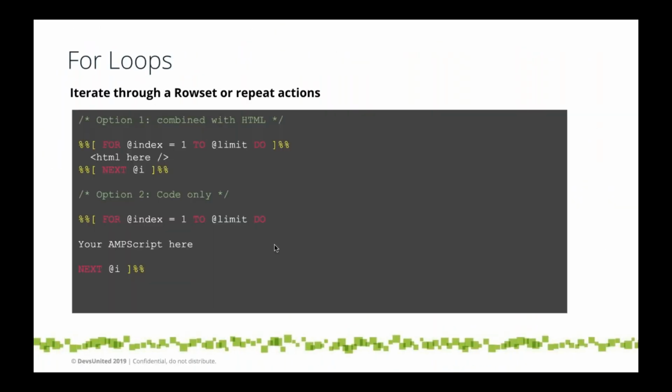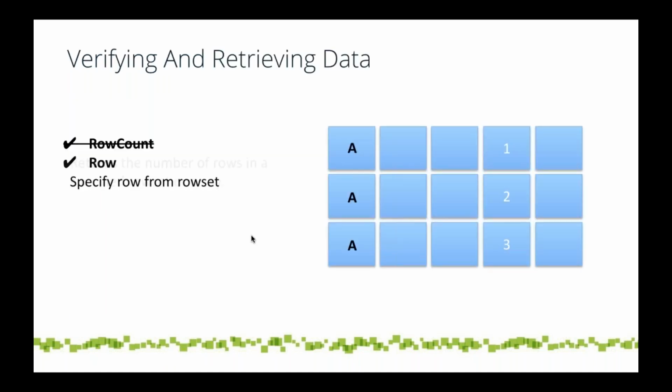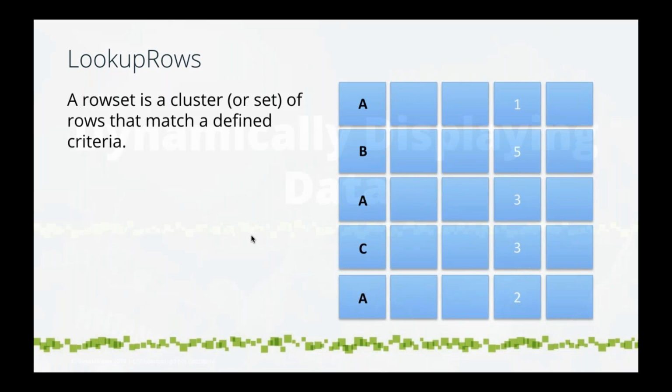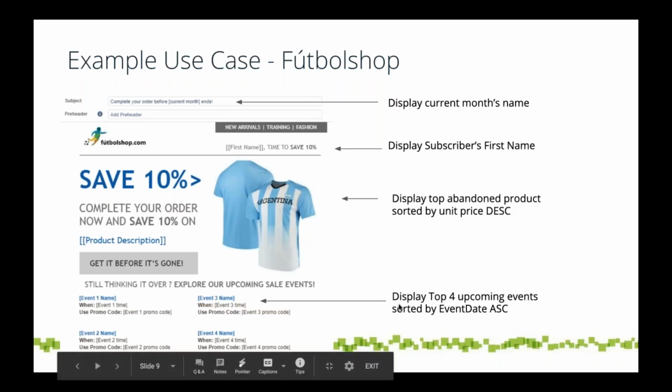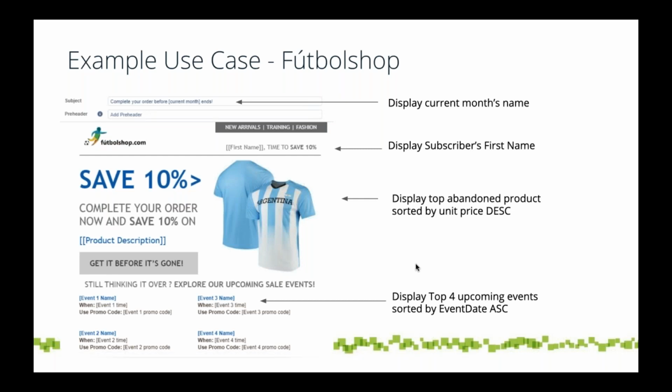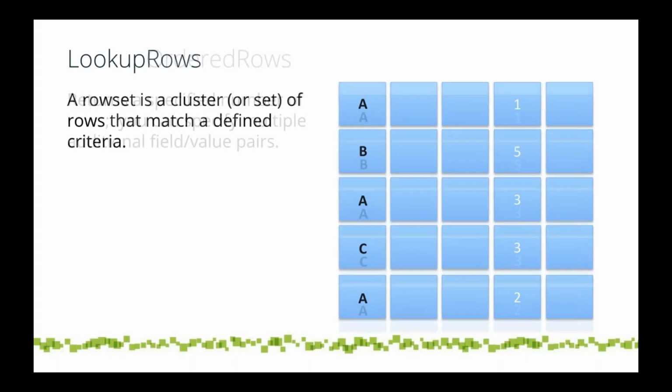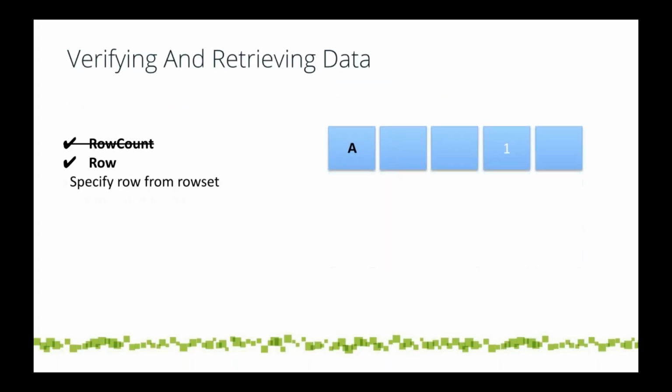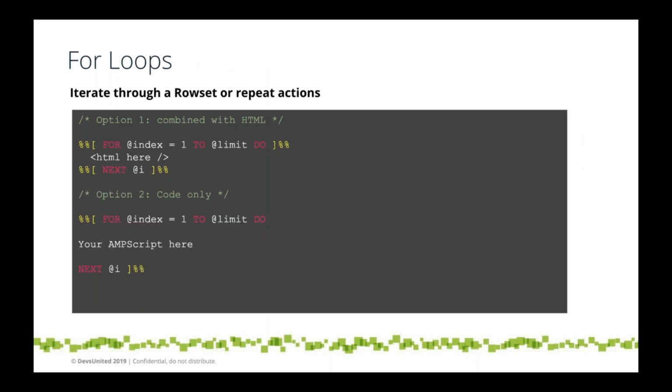So now let's talk about for loops. One of our use cases was to print the top upcoming events sorted by event date. That's easy. We can print a for loop, very similar to retrieving the rows with lookup order rows, but with a for loop, looping through a collection and printing.